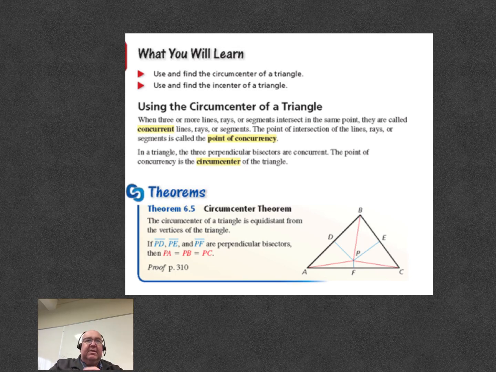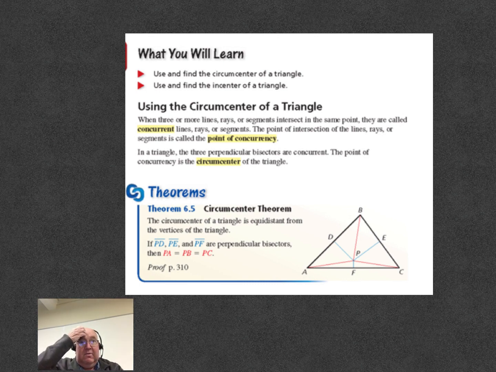In the previous lesson, we learned how to do a perpendicular bisector of a segment and an angle bisector. We're going to use those two skills today to work with triangles and find what is called a circumcenter of a triangle and an incenter of a triangle. So what we're going to find is that we're going to have three lines meet at one point, which is called the point of concurrency.